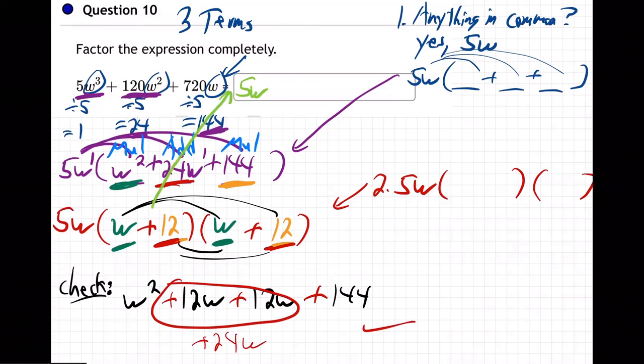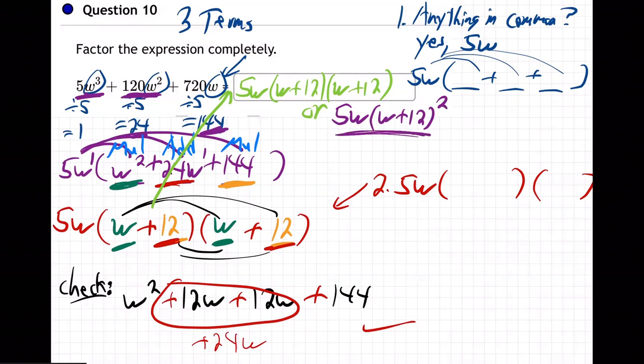It's 5W, W plus 12, W plus 12. Or notice that's the same thing twice, so you can say it that way. You could just say 5W, W plus 12 squared, because there's two of them. Either way, the computer will take it. You can type it in as 5W with two W plus 12s in parentheses, or 5W, W plus 12 squared.